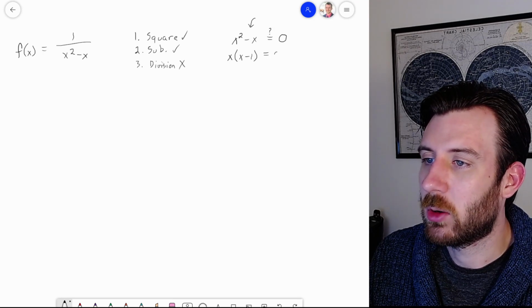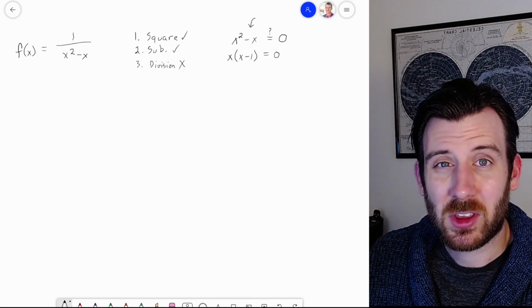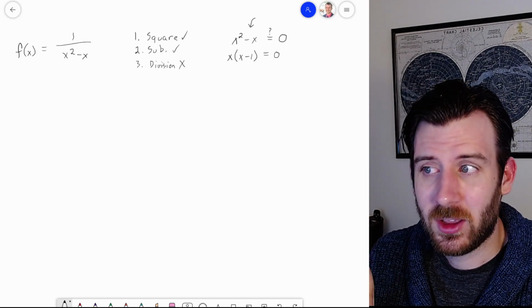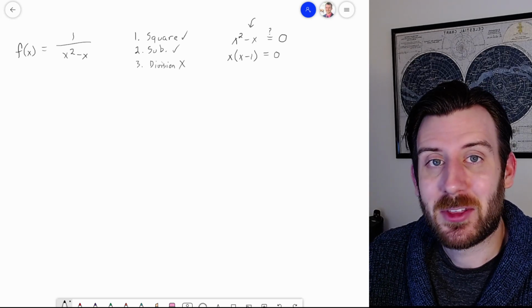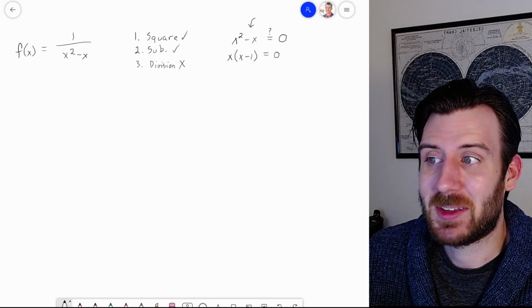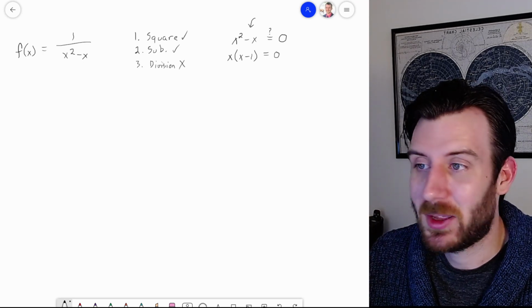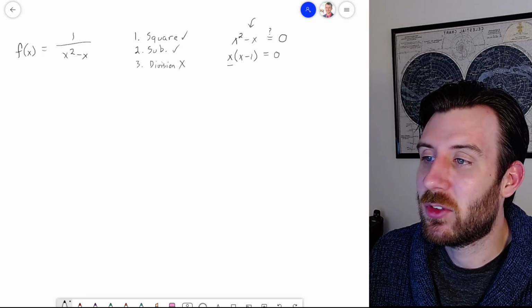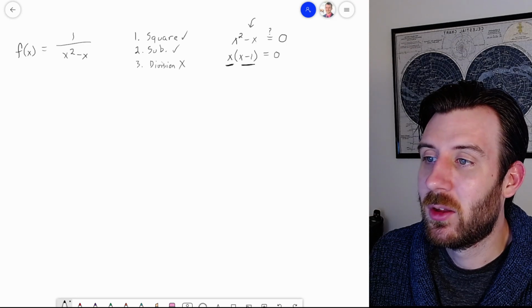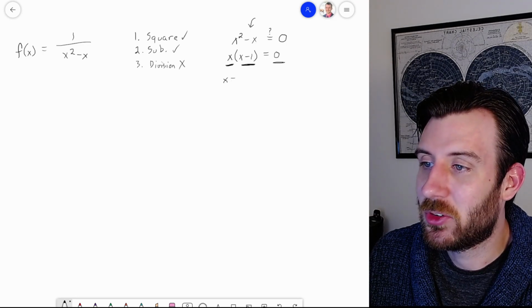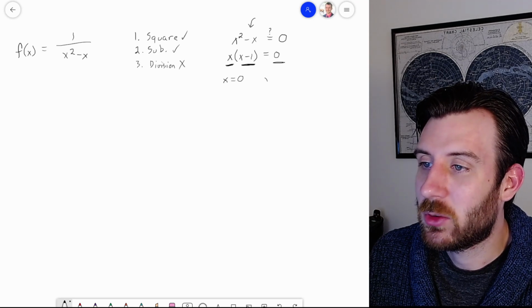and having this be x times x minus 1 equals 0. Now, what's the benefit of looking at things that equal 0 through the lens of multiplication? Well, it's really easy to figure out what everything being multiplied has to be. For example, what do you multiply by to get 0? 0. You multiply by 0. So that means that each of these could be 0 to make the entire thing 0. So let's explore that. x equals 0 and x minus 1 equals 0.